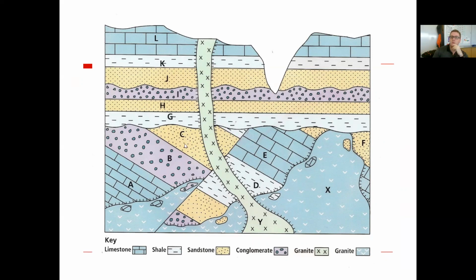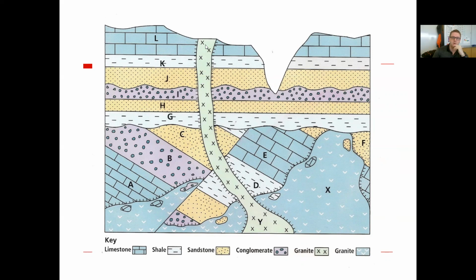So if I were to ask you a question such as, what is the youngest layer on this diagram? What would you say? If you said Y, then you're correct, because Y is cross-cutting everything in this diagram. So that's telling me that Y, following the principle of cross-cutting relationships, is younger than everything it's cutting through, and it's cutting through everything.